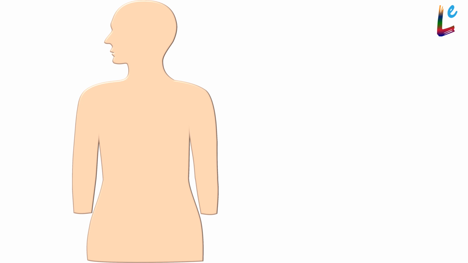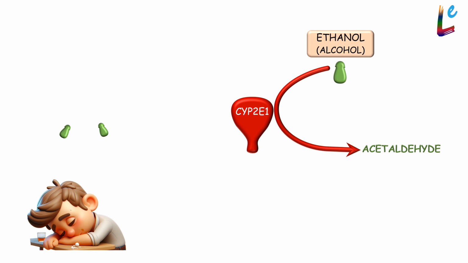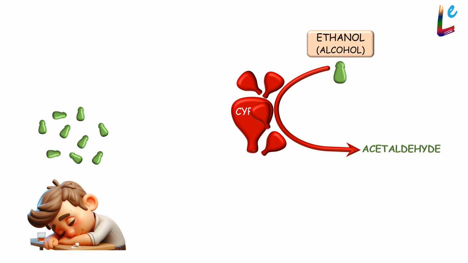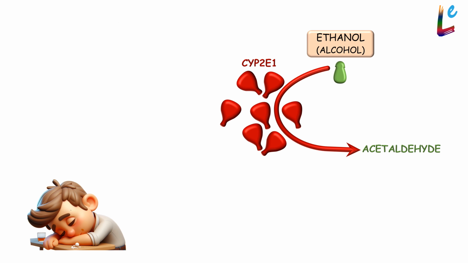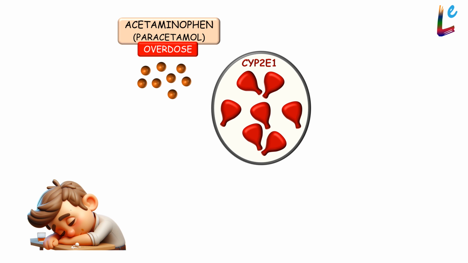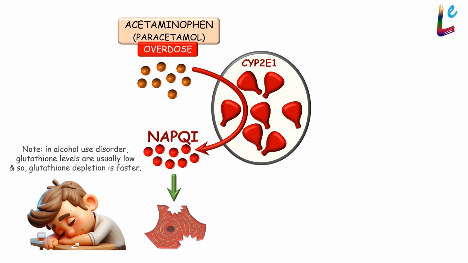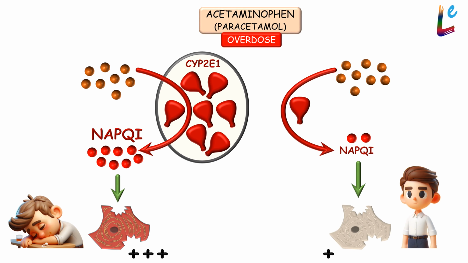We have seen that when a greater quantity of certain xenobiotics enter the body for a longer duration, the body may induce the synthesis of enzymes that metabolize it. So, in persons with chronic alcohol consumption, induction of CYP2E1 may occur. Now imagine that such a person overdoses acetaminophen. Since CYP2E1 is already induced, more NAPQI would be formed. So the risk of hepatic injury is much more in persons with alcohol use disorder than in normal individuals.